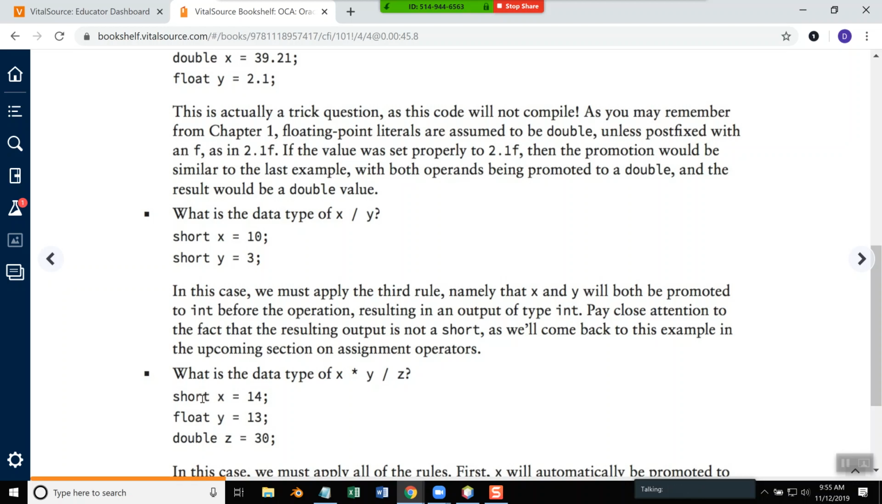Float, double. Okay, so doubles are highest precision. X times y. I would tend to think of double, since doubles are highest precision. But float, I wonder if this would work without an F.